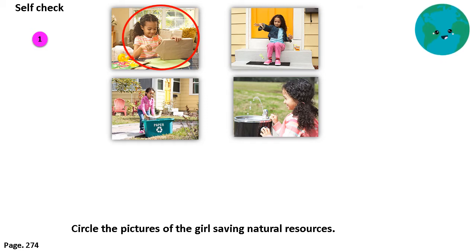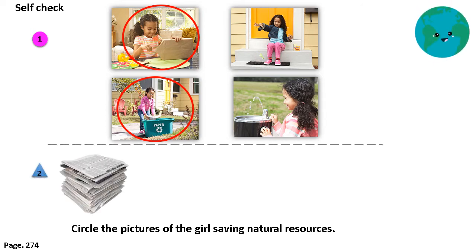Which picture are we going to circle next? Let's think about it. Well done! Let's circle the girl recycling newspaper. Recycling and reusing paper means using less paper, which helps save trees.